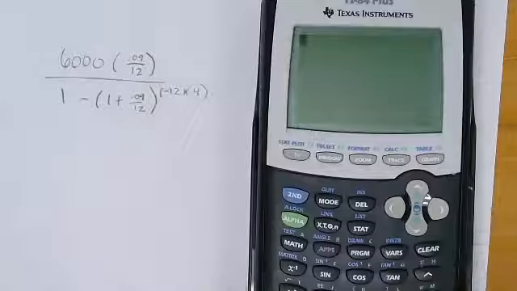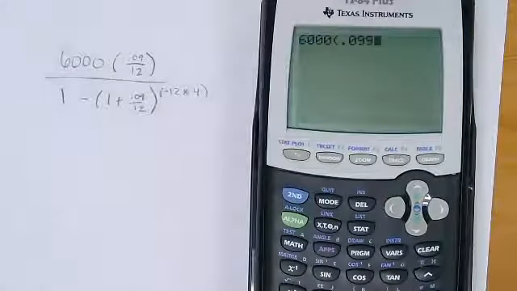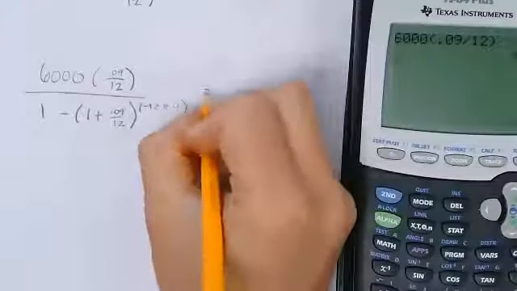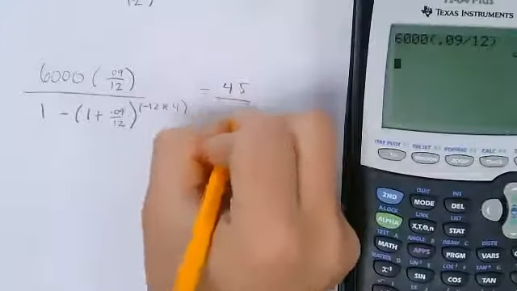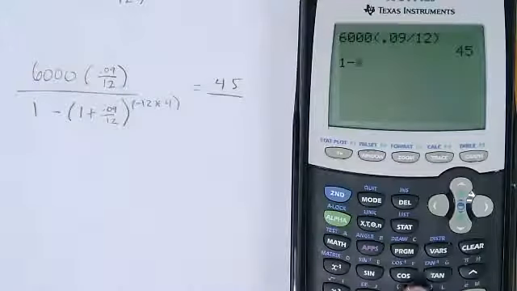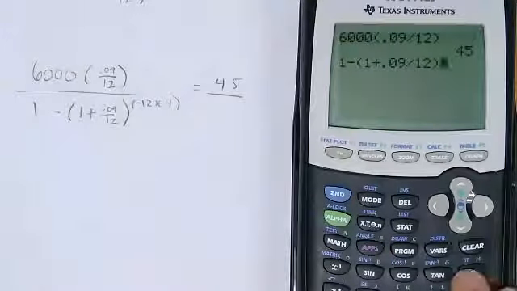All right, here's another one. So let's tackle this one. So we're going to do 6,000 and then 0.09 divided by 12. That's going to give me a perfect 45. Now what's my denominator? That's certainly a little bit more work. That's going to be 1 minus parentheses 1 plus 0.09 divided by 12. And then raised to the power.